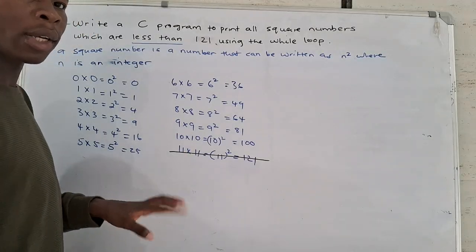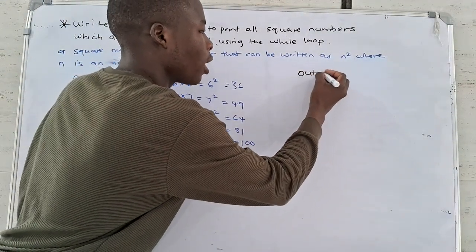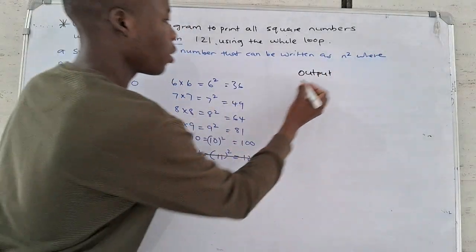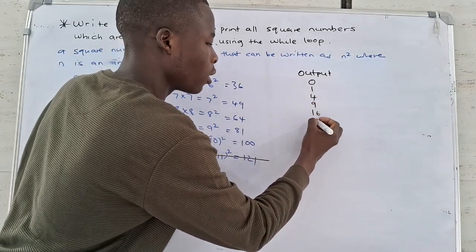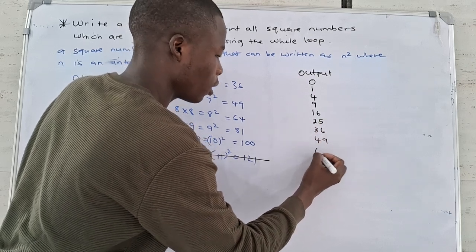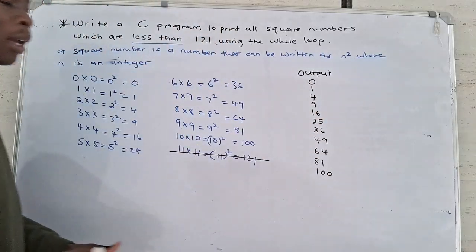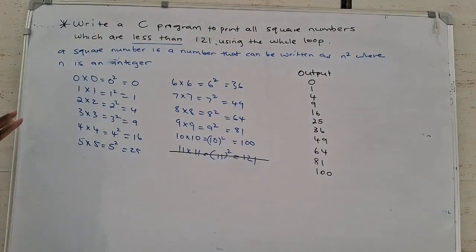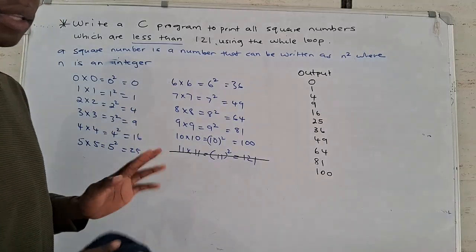121 should not be printed. So what is the output? I'm going to write the output here. This is 0, 1, 4, 9, 16, 25, 36, 49, 64, 81, 100. This is the output. So the program should give this as the output. Now I'm going to write the program.